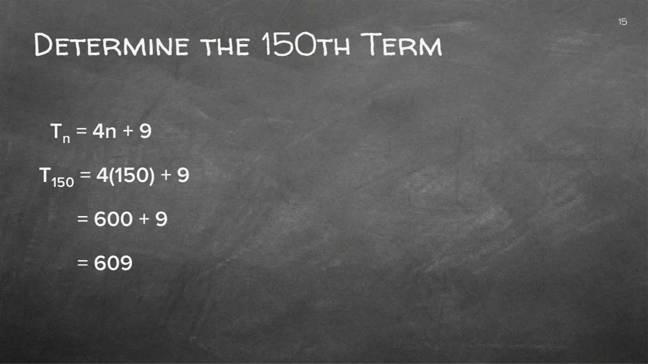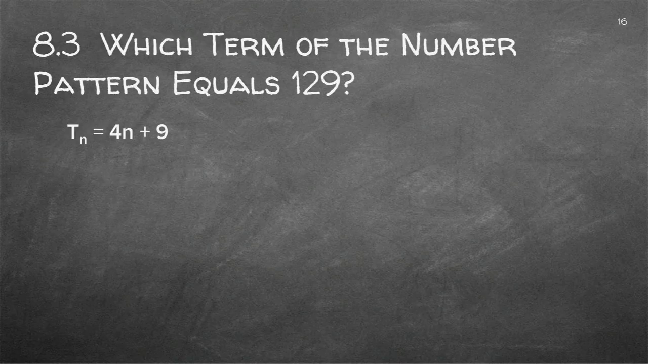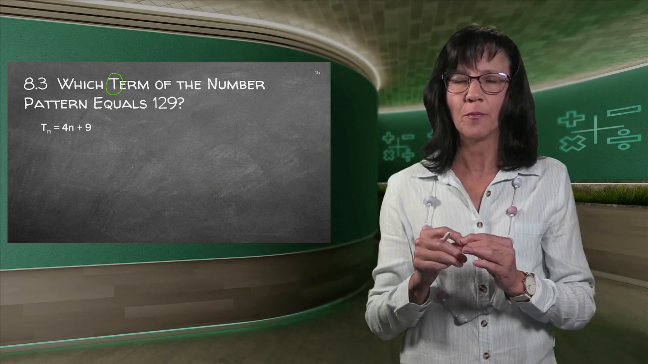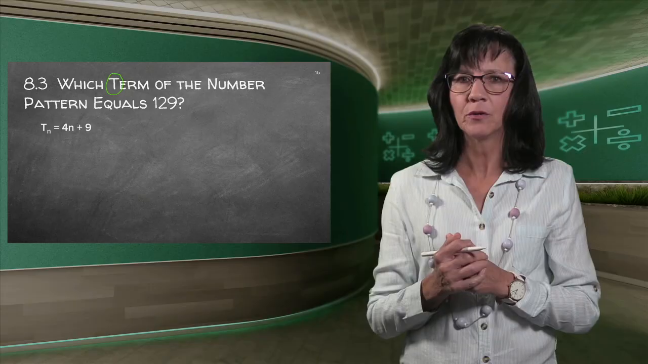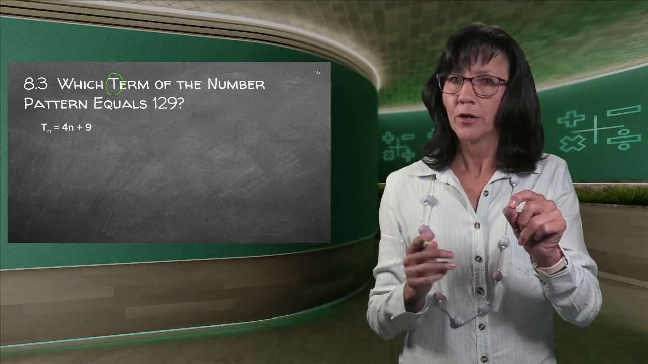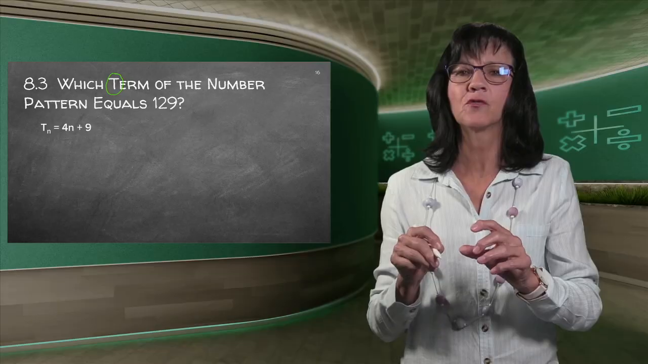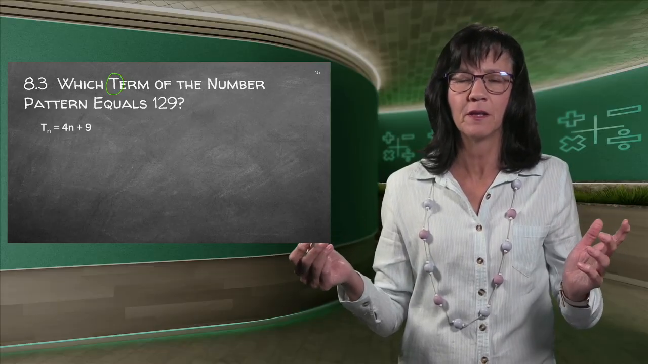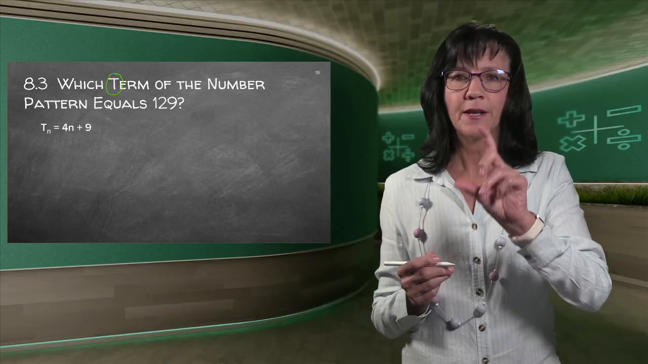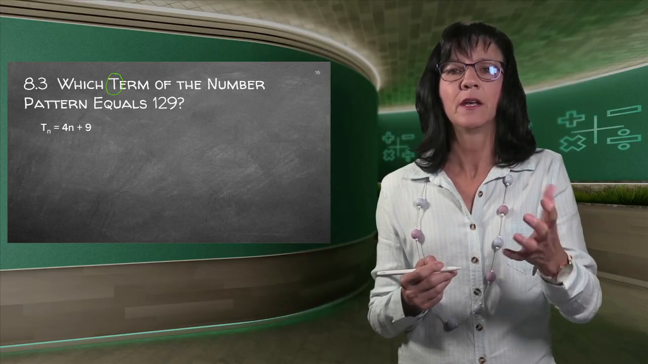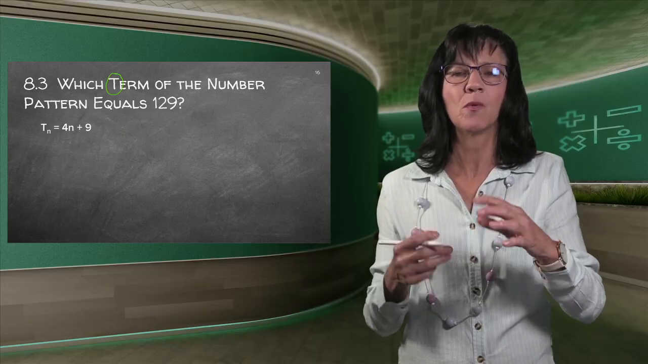Now the next question. They ask now, which term of the number pattern equals 129? Listen carefully. Which term? Term starts with a T. They're asking term. So what are they now actually giving you? They're giving you the term, not the little n at the footnote. The little n stands for the number of terms, the 150th. They now give you the value. That is why if you now go back to our third slide, you'll see we wrote down next to each letter what it stands for.